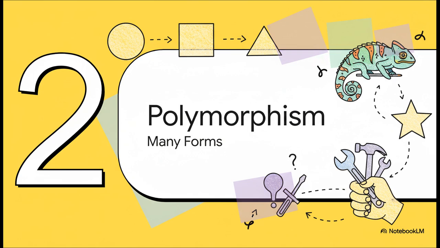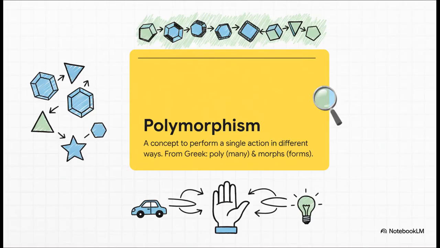Okay, on to our second pillar. Now, this one has a bit of a scary-sounding name, polymorphism. But trust me, the idea behind it is actually super simple and really, really powerful. You know, if you just break down the word, it tells you everything you need to know. Poly means many, and morph means forms. So polymorphism, it's just the ability for one single action to have many different forms or behaviors depending on what's performing it. One name, many outcomes.